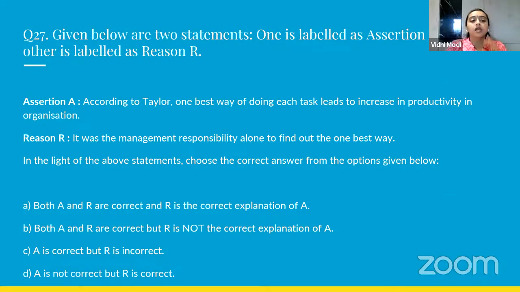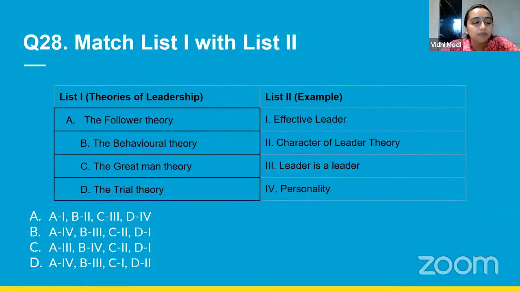Okay, right. According to Taylor, one best way of doing each task leads to increase in productivity in the organization. Okay, we know that there's one best way of doing. Then it was the management responsibility alone to find out the one best way. Is it true? It's not the management responsibility to find out only the one best way, right? Therefore, A is correct and R is incorrect. Okay, so that's about the previous question.